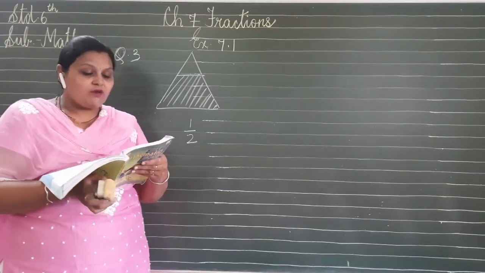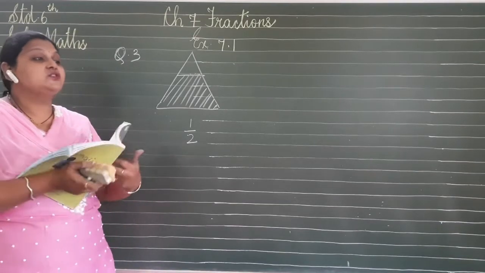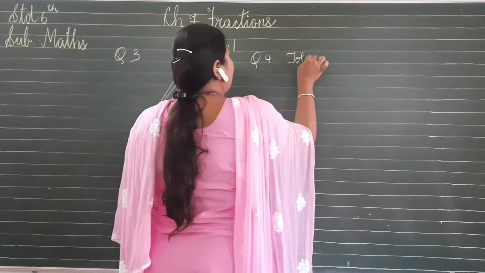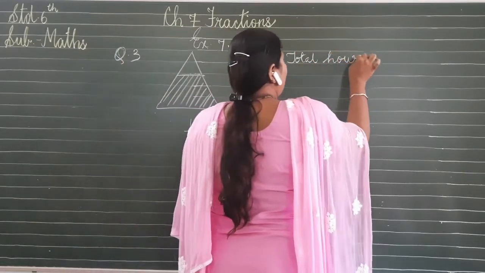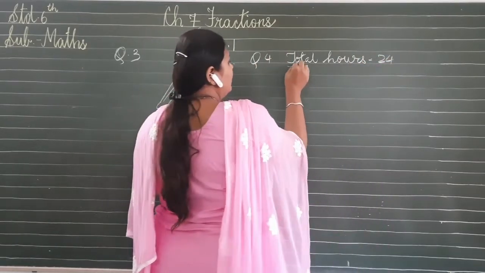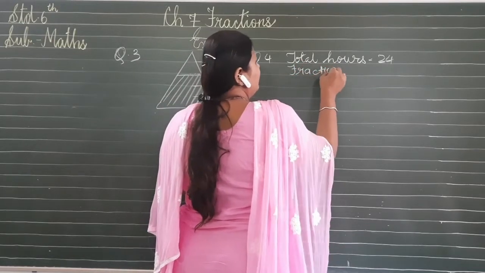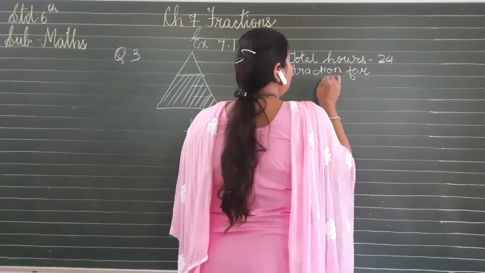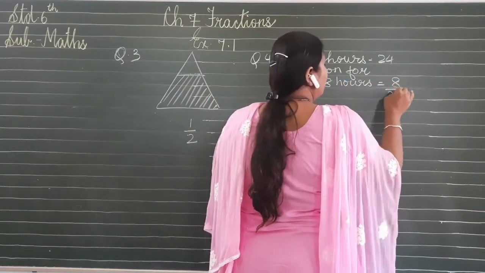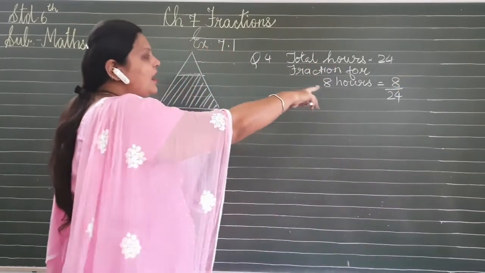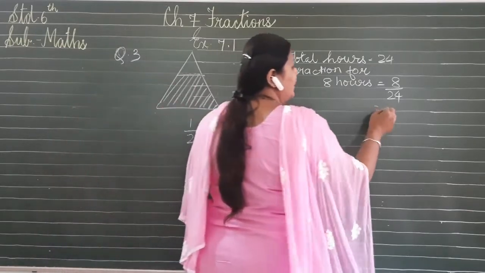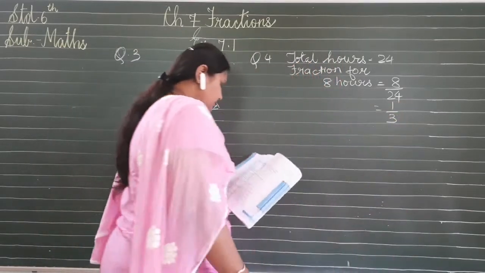Question number 4. What fraction of a day is 8 hours? Now students, we know total hours of the day is 24. We have to find out fraction for 8 hours. So fraction for 8 hours equal 8 upon 24. 24 is total. Out of that we have to find out for 8. If we convert this into lowest term, it will be 1 upon 3.